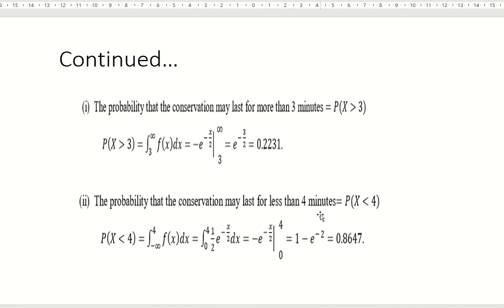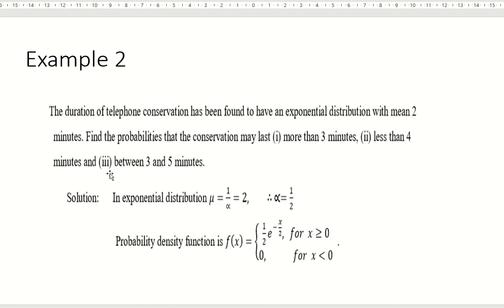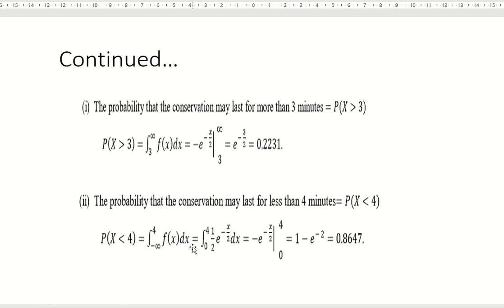Second case, the probability that the conversation may last for less than 4 minutes. That means x less than 4. Actually the lower limit is minus infinity to 4. But here, see, only when x is positive is this function defined. In the other case, its value is 0. So we have to choose from 0 to 4 only. So what is the limit here? 0 to 4.